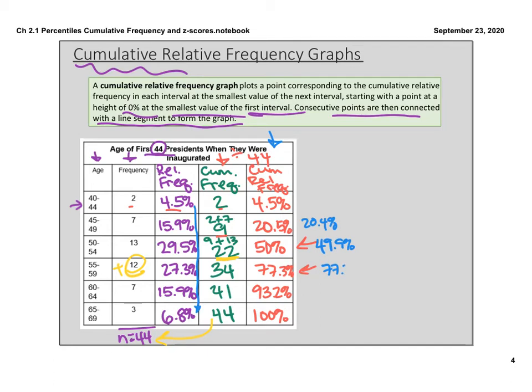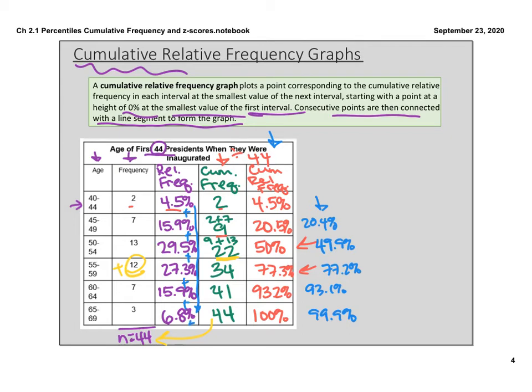You can see that I'm a tenth off, and we'll talk a little bit about why. 77.2 plus the 15.9 gives me the 93.1, still about a tenth off, and then 93.1 plus the 6.8 gives me 99.9. So you can see that you get almost the same answers if you just simply add and then add and then add with your relative frequencies.